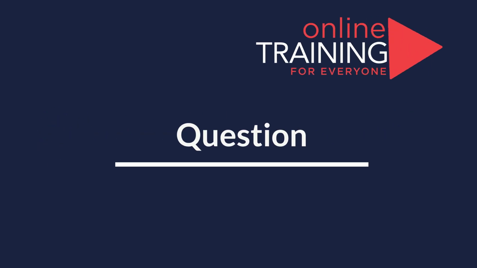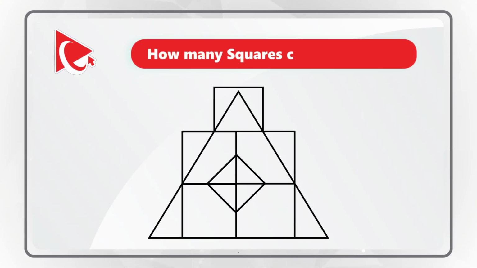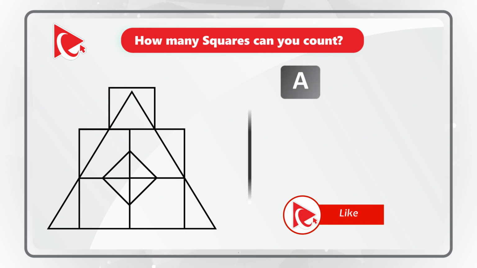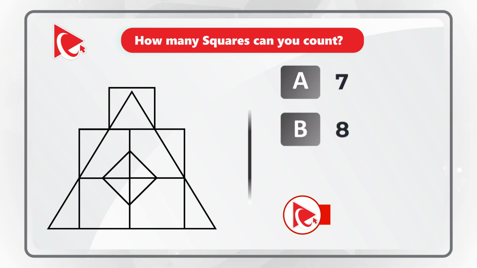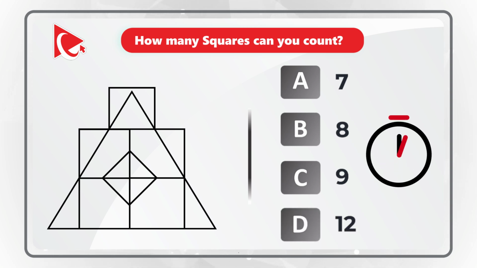Here's an interesting question where you need to correctly count the number of squares in the picture. Take a close look and select from one of the following choices. Choice A, 7 squares. Choice B, 8 squares. Choice C, 9 squares. And choice D, 12 squares. Make sure to count inside and outside squares to get to the correct solution.